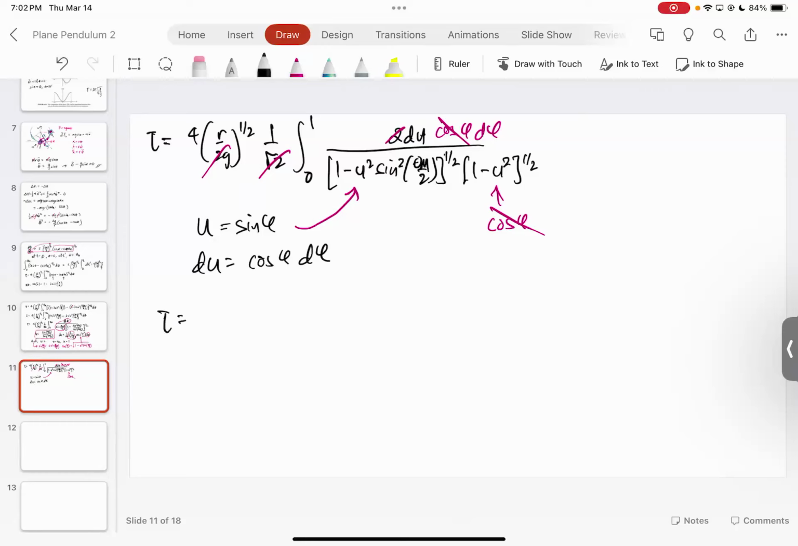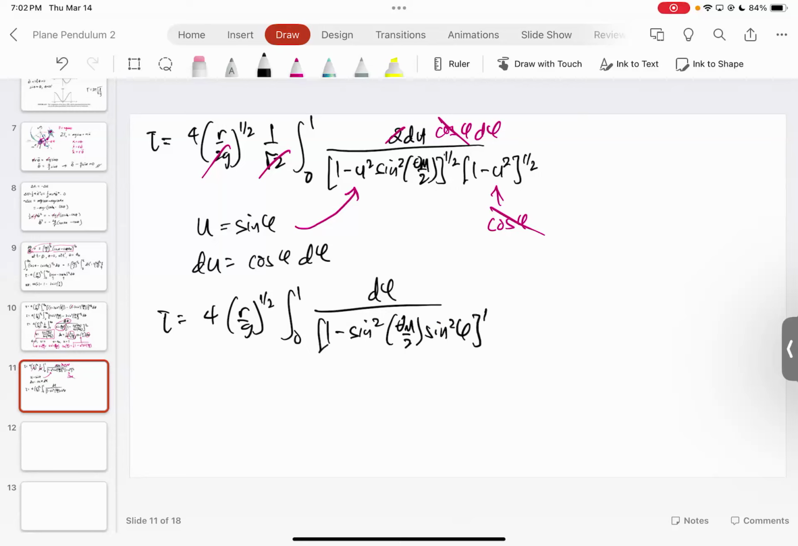So yung tau natin ngayon will be 4 r over g raised to the 1/2, integral 0 to 1 ng d phi all over square root of 1 minus sine squared theta sub m over 2 sine squared phi. Yan na yung ating elliptic integral of the first kind. Pag nasa taas yung naka-square root na yan, yun yung elliptic integral of the second kind.